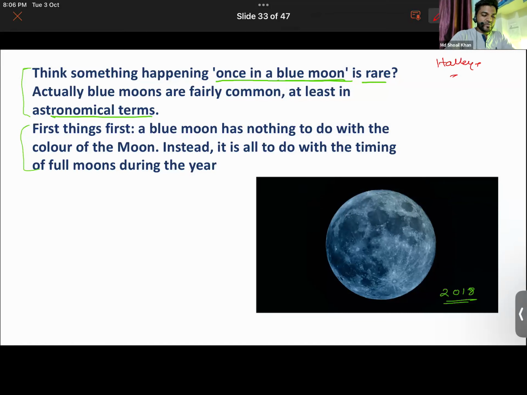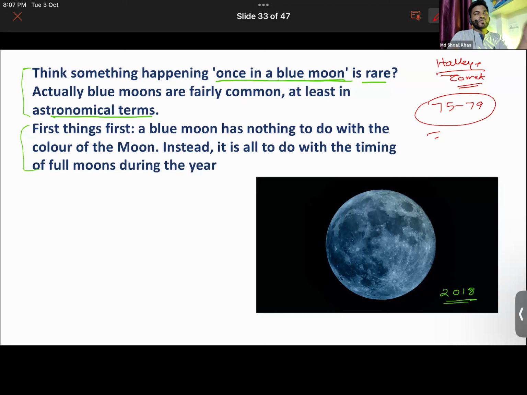Have you heard the name of Halley's comet? Okay. In how many years is Halley's comet usually seen? And when is the next year it will be seen then? I believe in 2062. Look here. Halley's comet, simply we say it Halley, or Comet Halley. It is visible from Earth every 75 to 79 years. Every 75 to 79 years, we can see this, right?